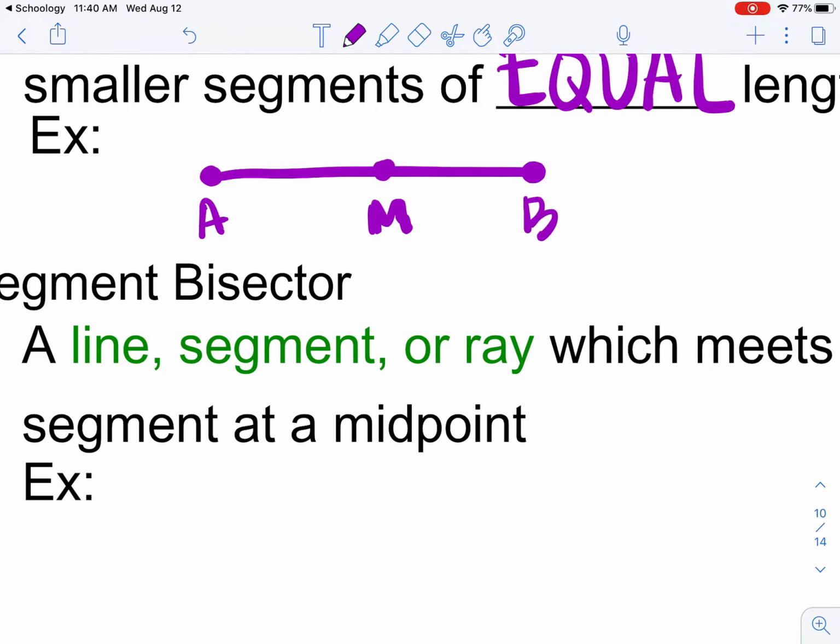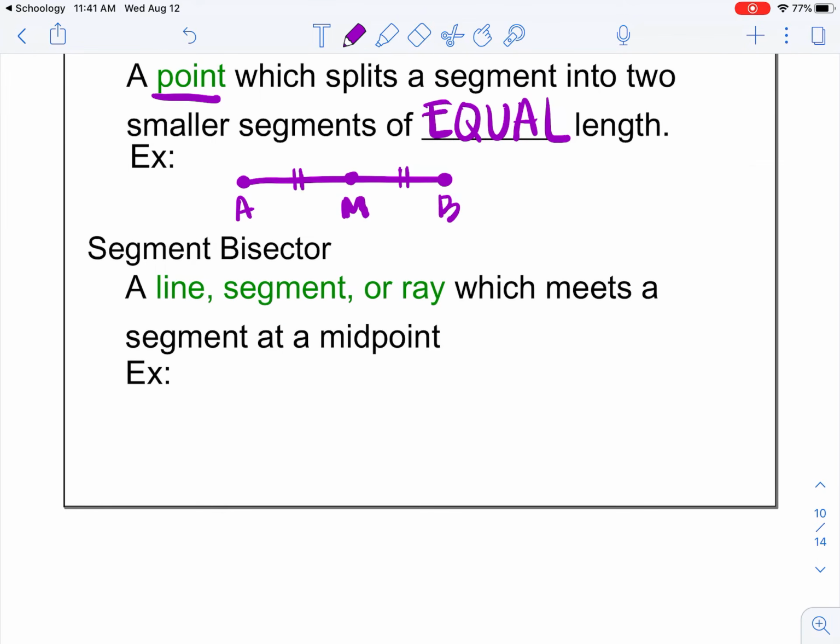To tell that it's in the middle, we're going to mark this piece equal to this piece by giving it tick marks. So now by having those tick marks, I know that AM has the same length as MB. Okay? You'll also hear me use the word congruent. Congruent means that they are equal. Right now, AM is not congruent to MB. They are not equal because they have two different tick marks. But if I put the same amount of tick marks on each piece, they are now equal. Therefore, M is a midpoint.